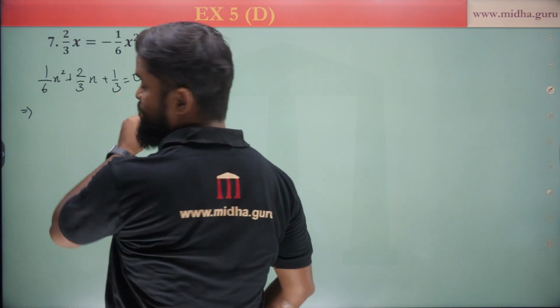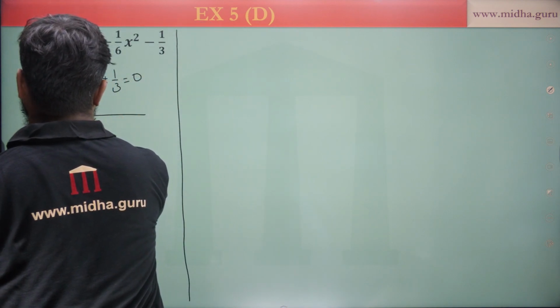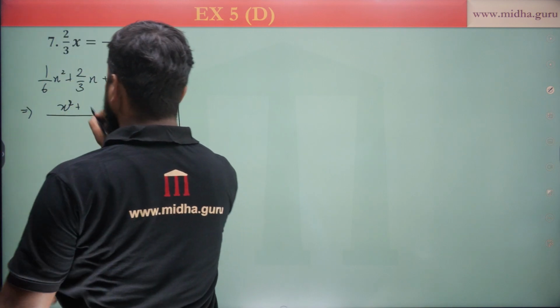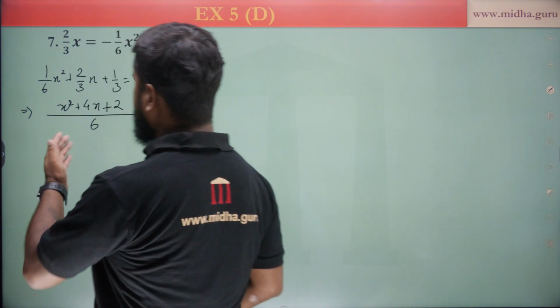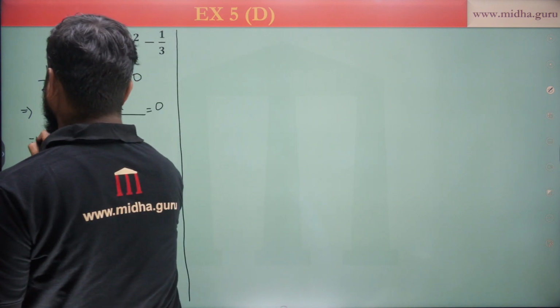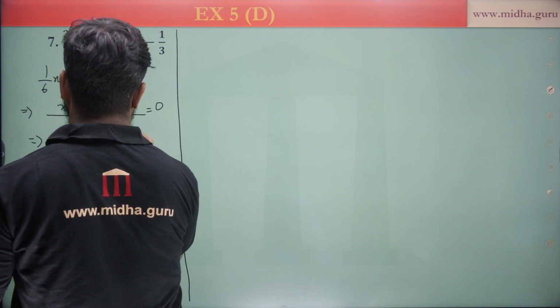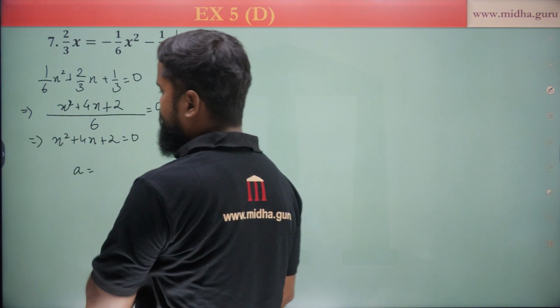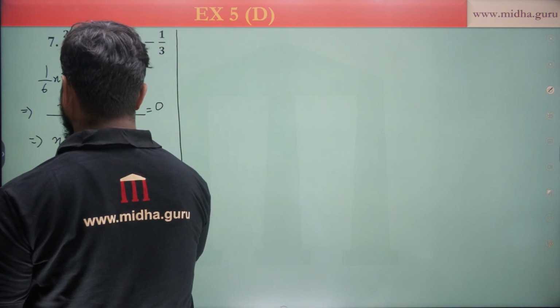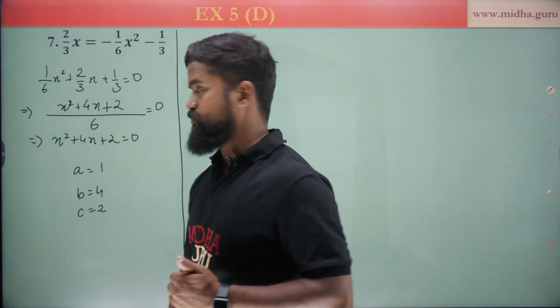Now clearly the LCM will be 6. The LCM of the denominators is 6. So x squared plus, since this is 3 it becomes 4x, and again it's 3 so it becomes 2, is equal to 0. I take 6 to this side, I get x squared plus 4x plus 2 is equal to 0. So now from this equation, now that it is in the standard form, we can take a as 1, b as 4 and c as 2.